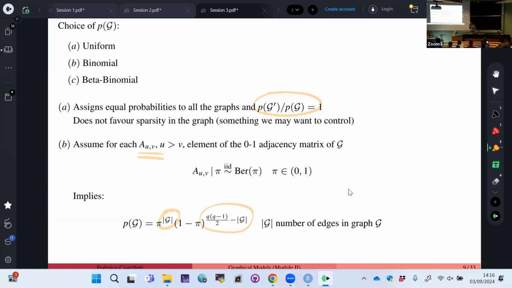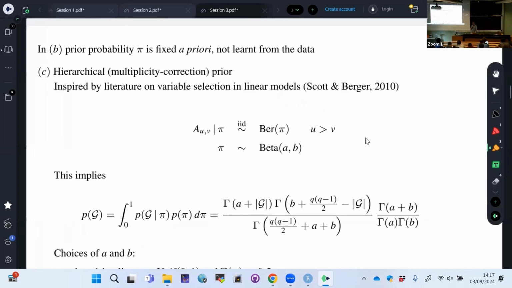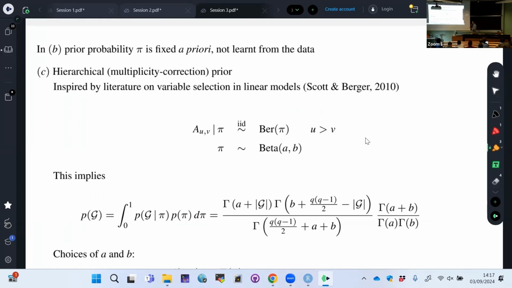Okay, and this prior requires choosing a prior probability of edge inclusion pi, that you can set according to your prior knowledge about the sparsity of the graph. Finally, if you don't want to rely on a fixed pi probability, you can also structure a hierarchical prior by assigning a prior on pi itself. This is a prior which accounts for multiplicity correction in the Bayesian framework.